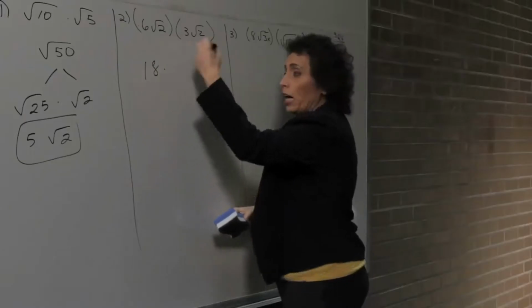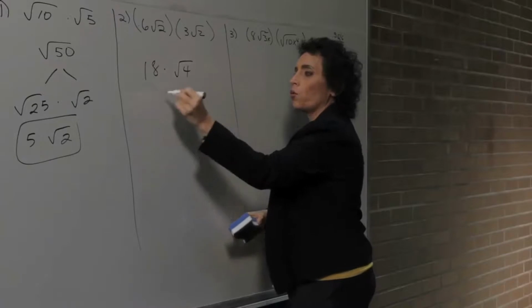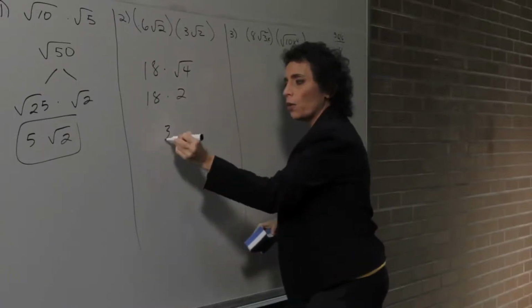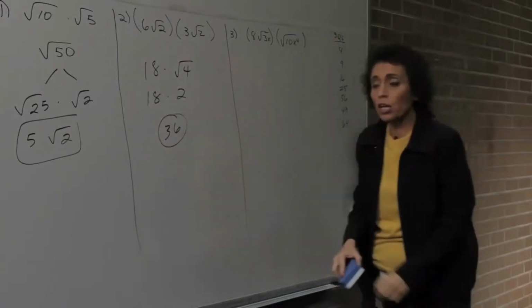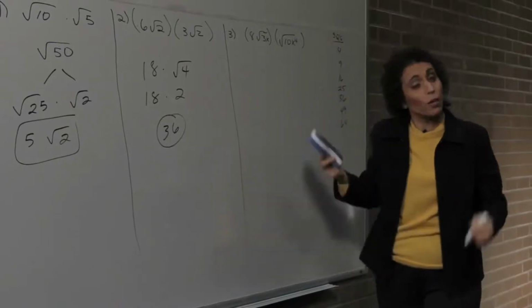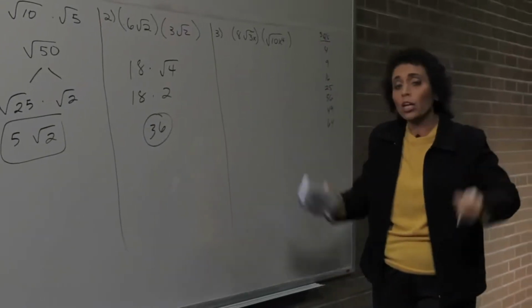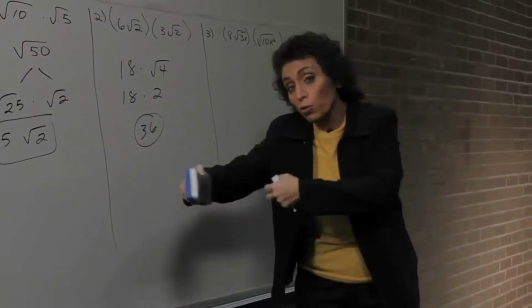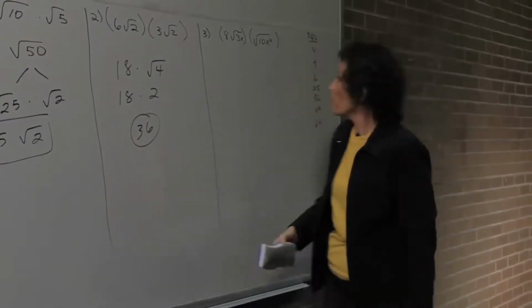18, and everything's still times square root of 4. But square root of 4 is 2, and we get 36. So there you go. But had you realized that if you square a square root, you get what's inside, we would have had that. Put that to music: square a square root, you get what's inside. Cube a cube root, you get what's inside.